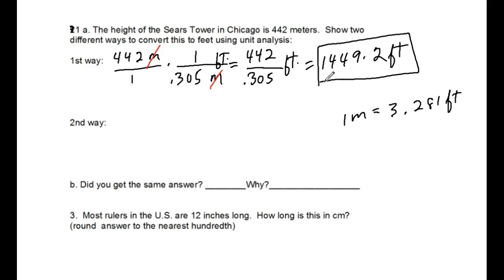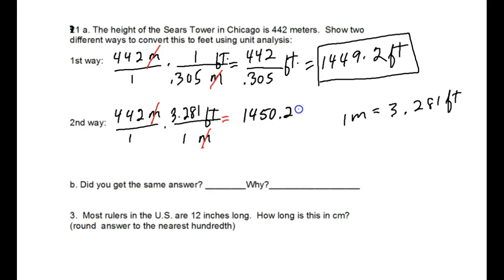Okay, we have a different conversion factor. There's two different ways. 1 foot equals or 1 meter equals. So let's start back here with our 442 meters over 1. Again, we're converting from meters to feet. This time I have 1 meter equals 3.281 feet. I'll cross cancel my units again. This time I have a multiplying problem. 442 times 3.281 equals 1450.2 feet. Here's my other answer.